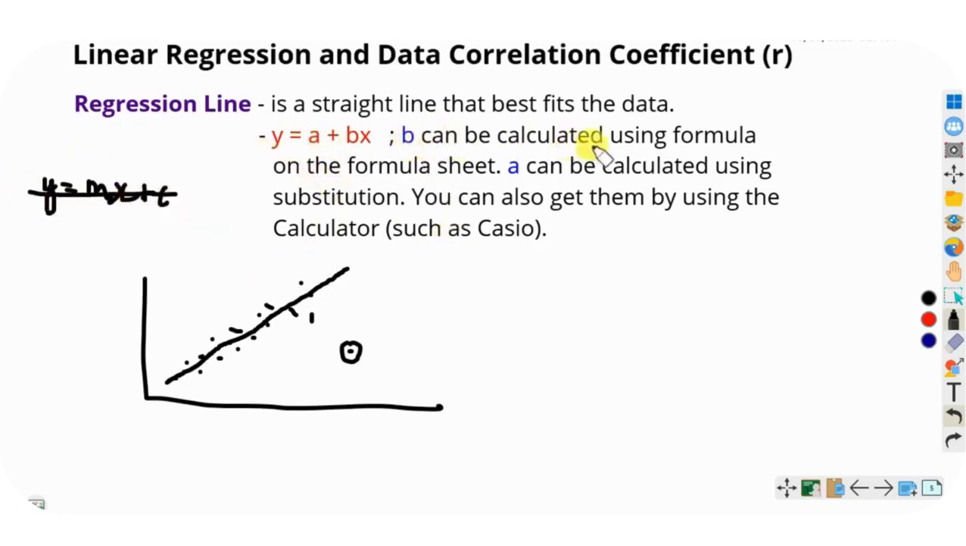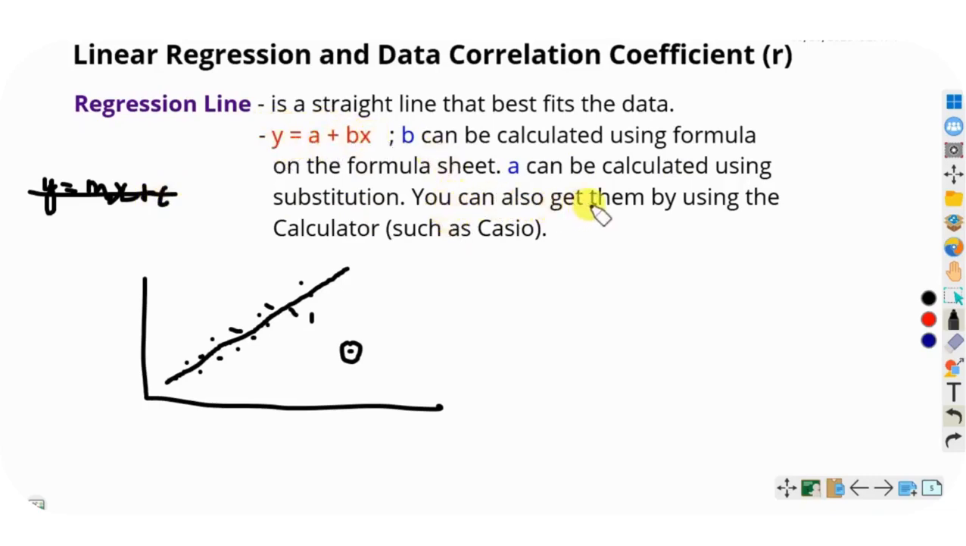So b can be calculated using the formula on the formula sheet. On your mathematics paper 1, at the back where the equations are, there's a formula for how to calculate it. You can use that, and a can be calculated using substitution. So once you have the value of b, you can use one coordinate to find the value of a, similarly to how we find c for a straight line, and then write the equation of the straight line.